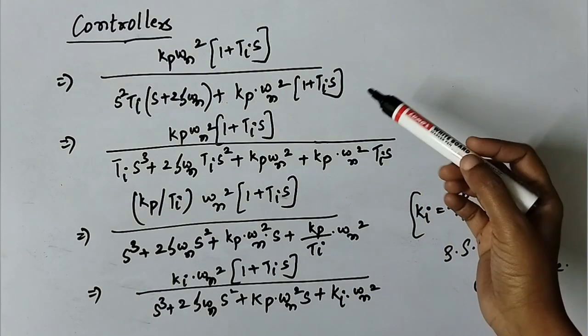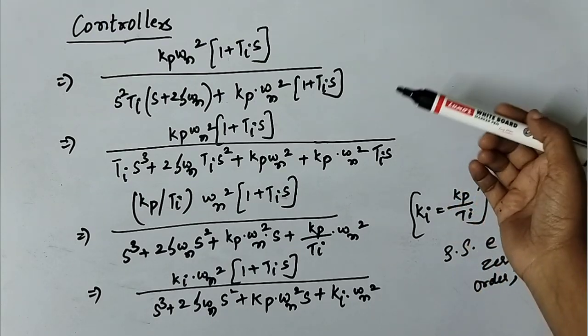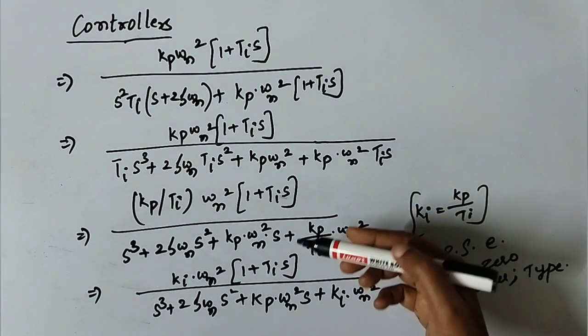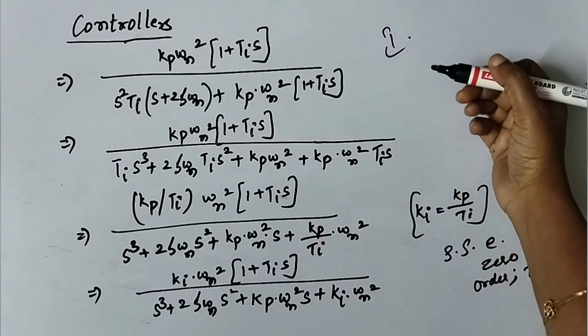On the whole, the proportional controller will give a constant steady state error, whereas the integral controller will reduce the error to 0.